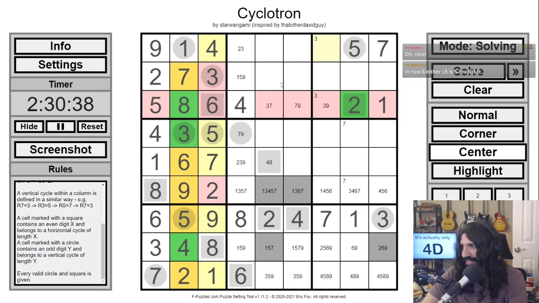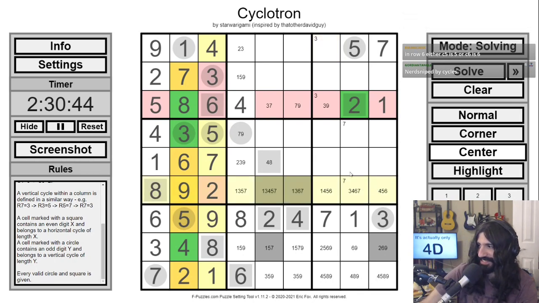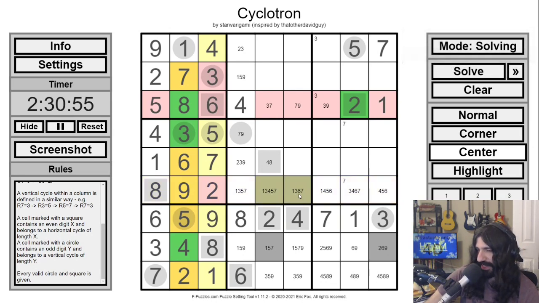Is there any other? Row 6. This is the fresh nerd type by Cycles. For real though, dude. Drunk Chess is just here playing Sudoku. Row 6, either C5 is 5 or C6 is 6. Yeah, we got that actually. That's what this gray represents. It represents a self-reference.